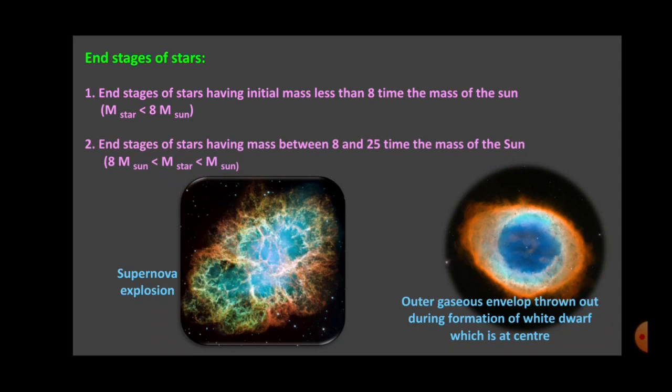Then second is the end stages of stars having mass between 8 and 25 times the mass of the sun. So these are bigger than the sun. How many times? Between 8 and 25 times. So how do they end their life? Now these stars also go through the red giant stage like the earlier ones, and they increase in their size around 1000 times.